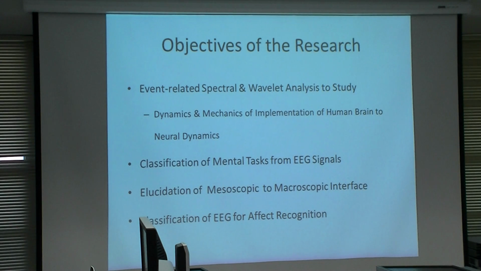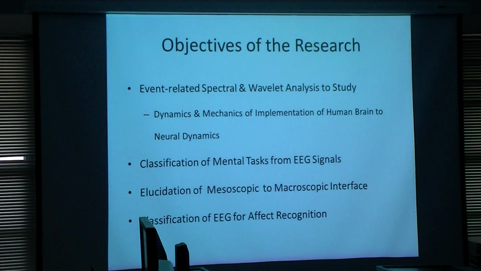Now comes the objective of my research. Basically, I have to find out the spectral and wavelet analysis of event-related activity. Our brain handles a lot of events, for example, flickering of the eyes, or we just move our eyes, or we are listening to very soothing music, or we are in a tense condition. So there may be thousands of events. And I want to do a spectral, a Fourier kind of analysis, and wavelet analysis.